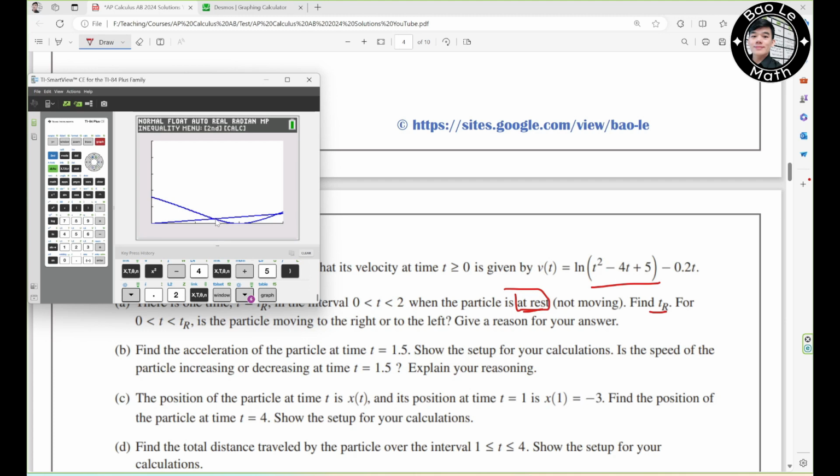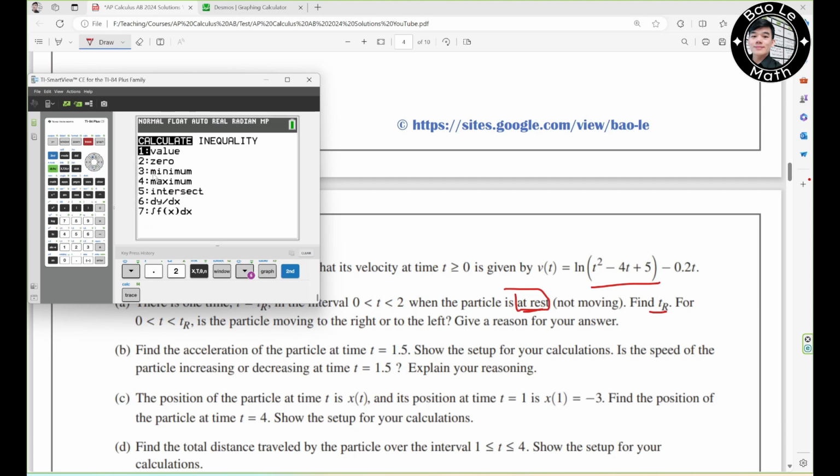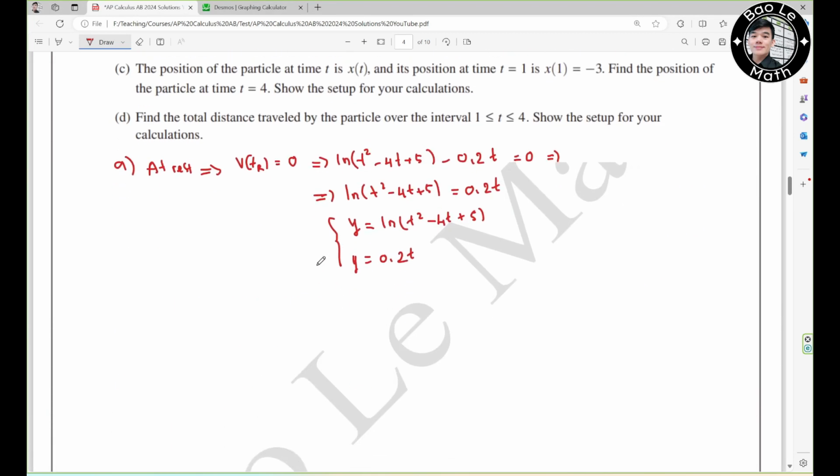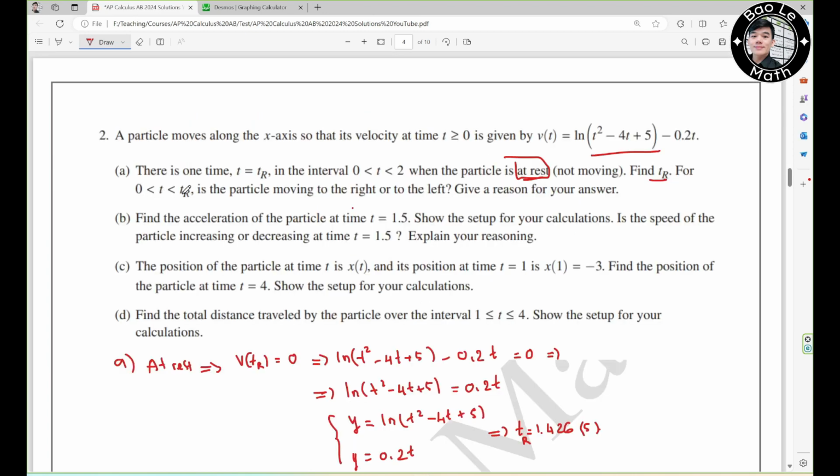Hit graph. Alright, so the first intersection is going to be right here, because the domain is from 0 to 2. So we need to take the first intersection right here, not the second one, okay? So ignore this one, just use this one. All right, so you hit second, choice number 5 right here. We hit enter 3 times. 1, 2, 3. All right, s equals 1.426. So t equals 1.426 seconds.